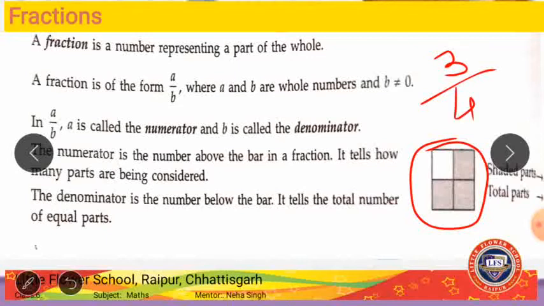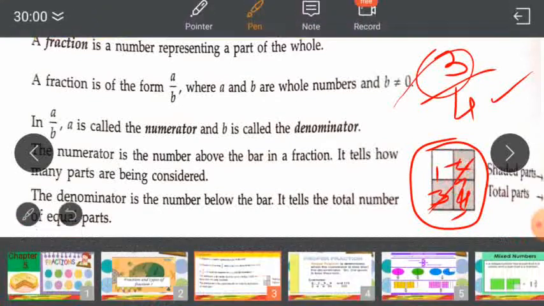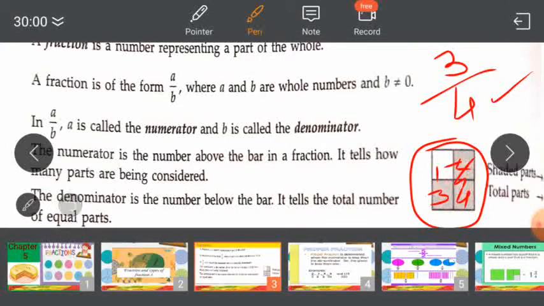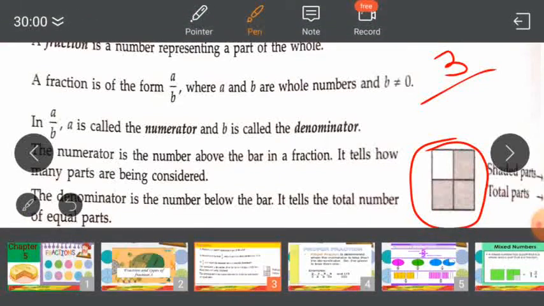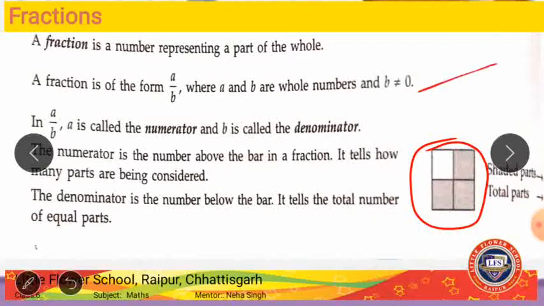Why 3 by 4? Total number of parts is 1, 2, 3 and 4. So total number of parts we'll write 4 and shaded 1, 2, 3. So 3 by 4, right? And if we are writing the fraction of unshaded portion, so again total is 4, unshaded is 1, so fraction of unshaded portion will be 1 by 4, right?